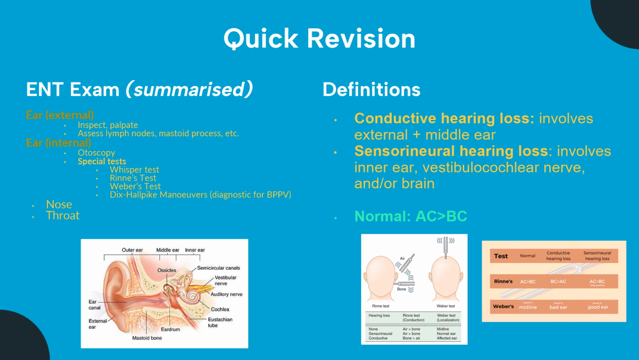So on Rinne, a normal finding will be your air conduction over your bone conduction, and conductive hearing loss will be bone over air. On your Webers, which will show you whether it's where it localizes to, so which ear is affected, it'll be to the midline if you have no pathology. For sensorineural, it'll be to your normal ear, and for conductive, it'll be to your affected ear.